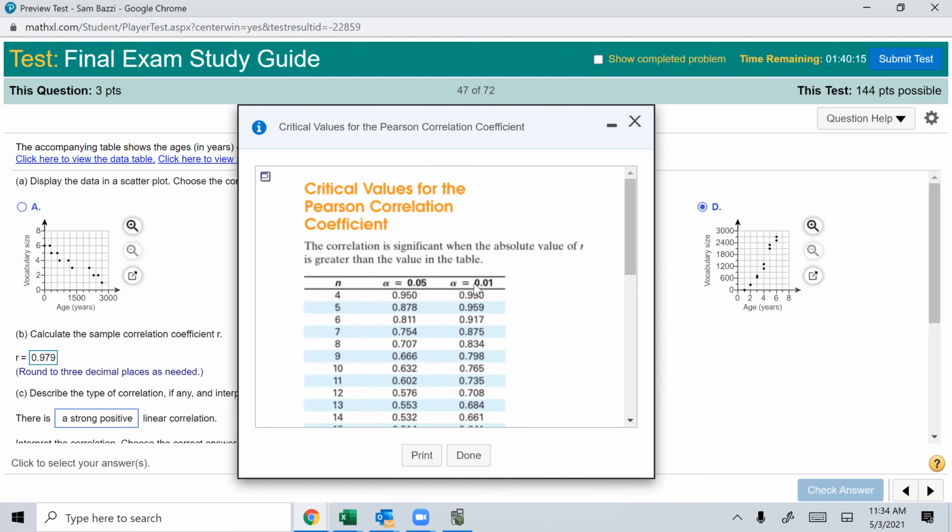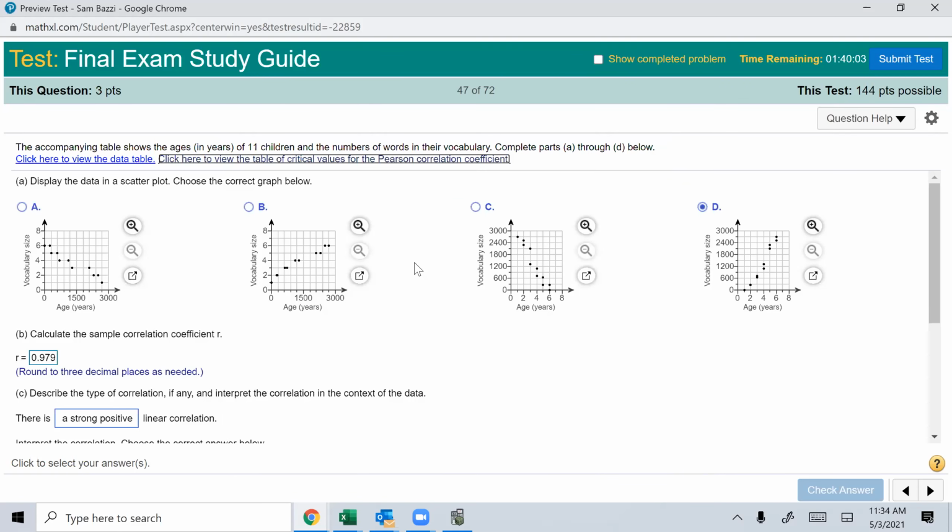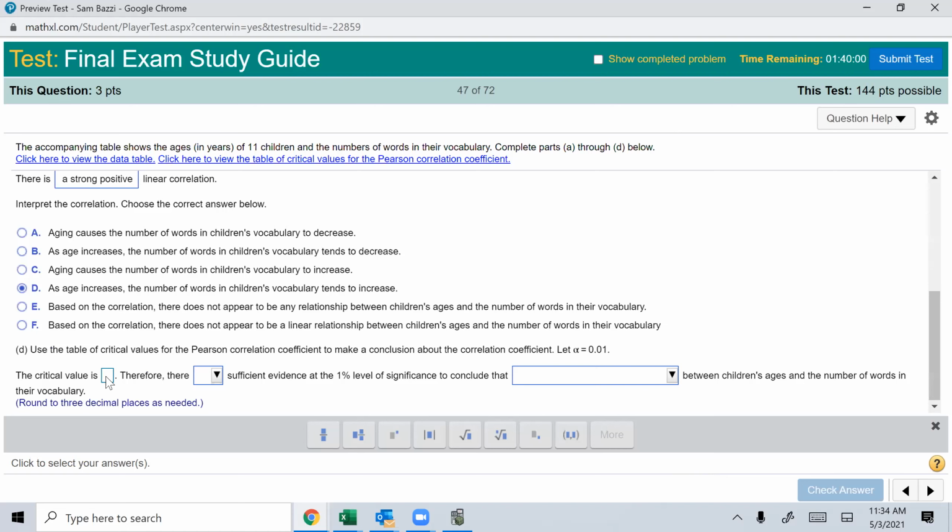And we're doing it at alpha equals 0.01, so there will be 0.735. If R, in absolute value, is bigger than this value that you got off the table, then you can conclude that the correlation is significant. And it is indeed. The critical value is 0.735. Therefore, there is sufficient evidence at the 1% level of significance to conclude that there is a significant linear correlation. If R turns out to be less than the value that you find in the table, you say the correlation is not significant.